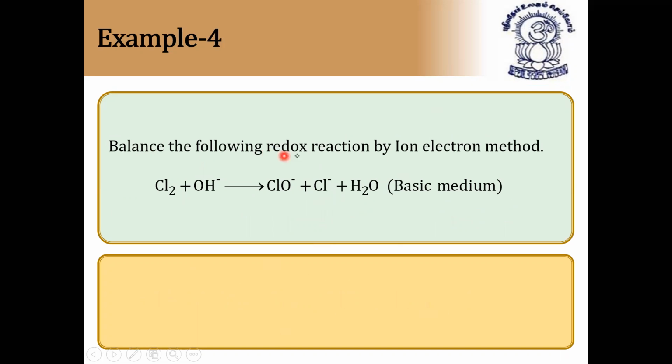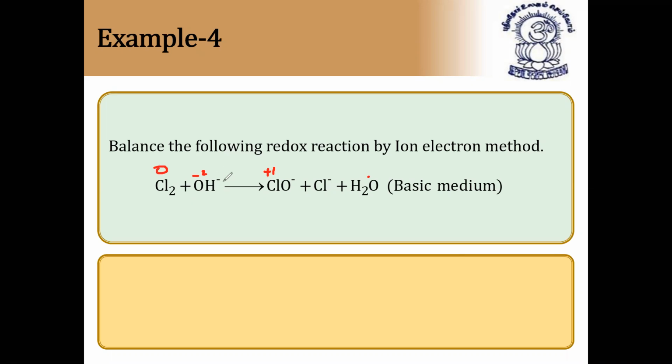Balance the following redox reaction by ion electron method in basic medium. Same like this. So basic medium also you can see here. First writing the oxidation states of all the elements. Cl is 0 and here it is +1 and here it is -1. This is a disproportionation reaction. What is this called? Disproportionation reaction. Do the same thing and here oxygen is -2 and here it is -2 again.